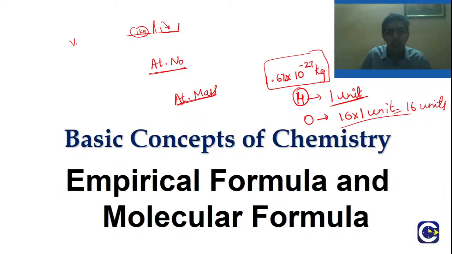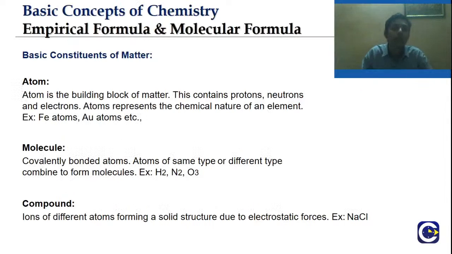But now we are having something else. What are all those things? That we will look in the next topic, that is empirical formula and molecular formula. Okay. So basic constituent of matter. Yes, atoms are the basic constituent. Molecules, compounds, all of this form basic constituent. So atom is the building block of matter. This contains proton, neutron and electron. Atom represents the chemical nature of an element, isn't it? That is the smallest particle which carries the property of a matter.